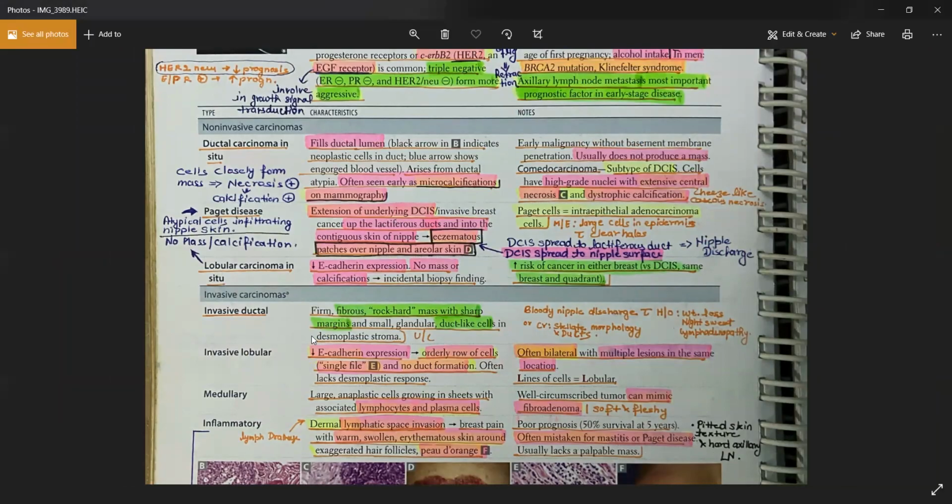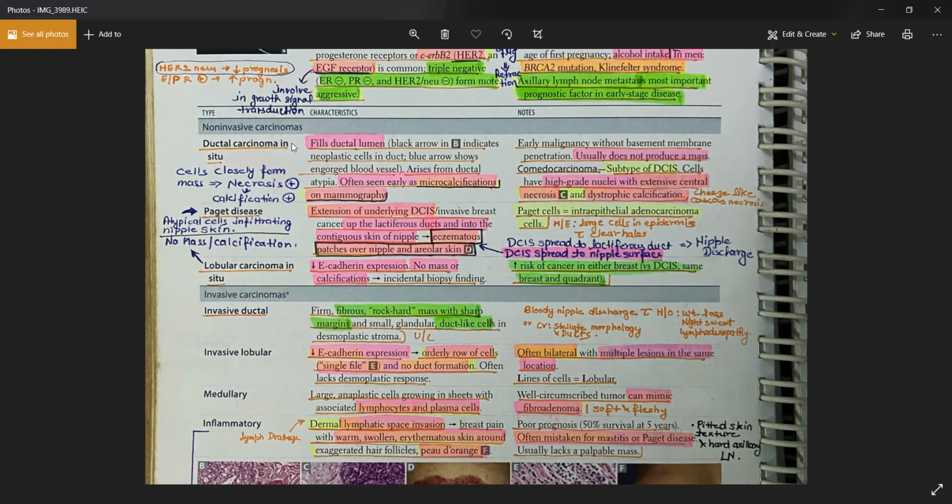Now you have a variant of this cancer which is known as the comedocarcinoma. It is a subtype of ductal carcinoma in situ. In this case again you will be having a central necrosis which is causing the dystrophic calcification. Basically, it is a highly aggressive tumor, a variant of this ductal carcinoma in situ. Nothing much more important.